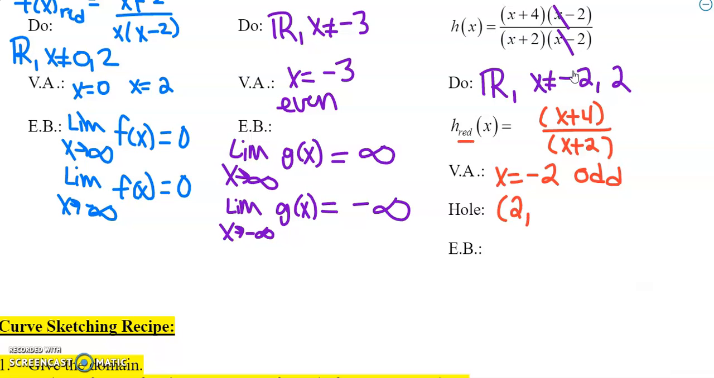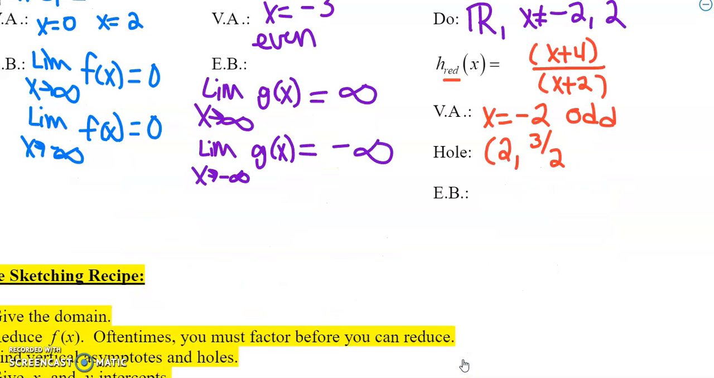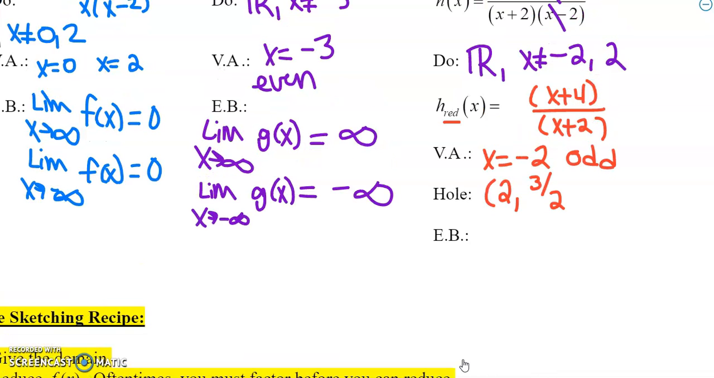What's the other part of that hole, right? So we know the x value, we need to find the y value. And to find the y value, we put 2 back into the reduced function, if you remember that. And so we get 2 plus 4, which equals 6, over 2 plus 2, which equals 4. So we get 6/4, or 3/2. Fix that, it disconnected. All right, got it reconnected. So the hole is at (2, 3/2). So that's where we're going to have the hole, because we could just plug that number back in.